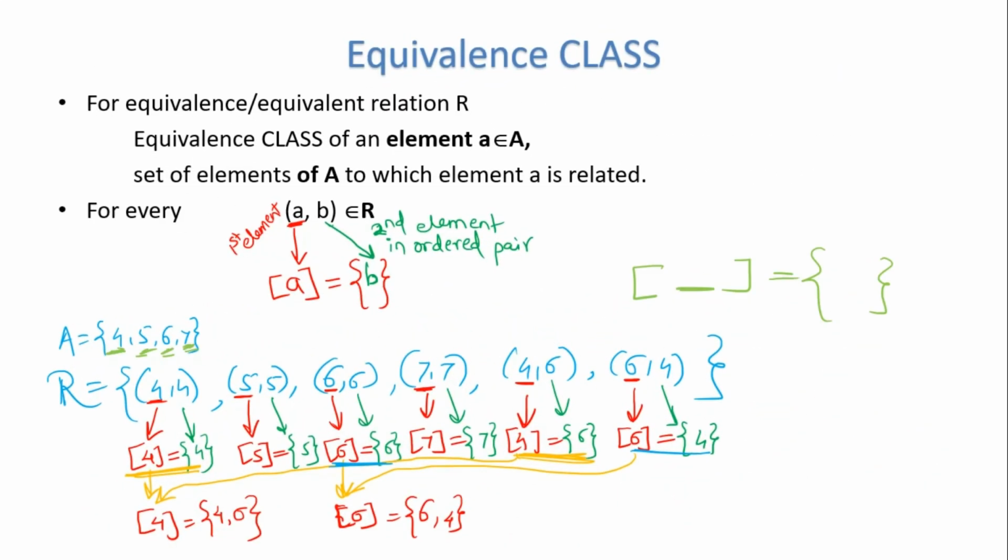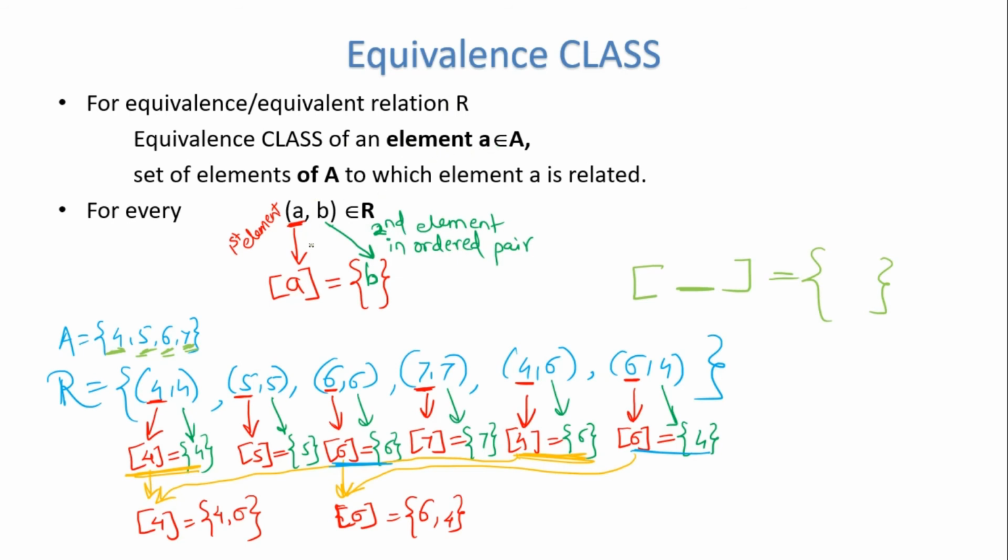Equivalence class. Equivalence class is measured on the equivalence relation element. If my set elements are, for example, 4, 5, 6, 7, I will have an equivalence class for 4, 5, 6 and 7. Not for the elements inside the relation, okay, not for ordered pairs inside the relation. Equivalence class is measured for elements of your set.